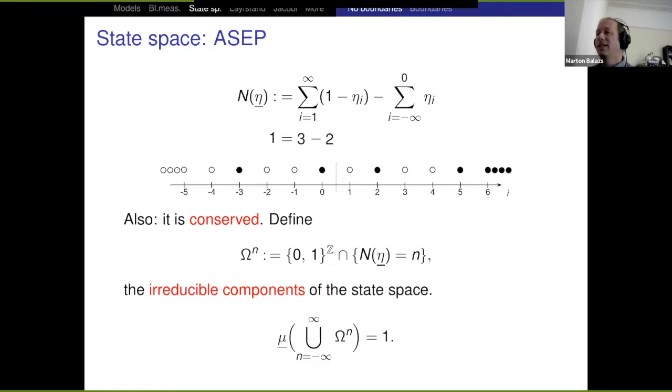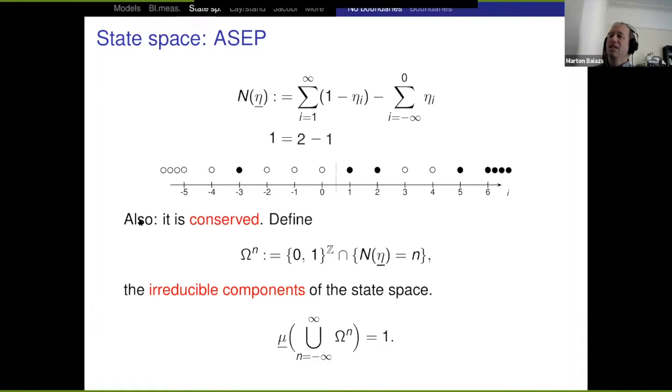So let's see the dynamics. What happens if this particle decides to jump? Well, you're going to have now 2 holes on the right and 1 particle on the left, and the difference is still 1. And you can easily convince yourself that whatever happens in this asymmetric simple exclusion, this quantity stays the same. It's a conserved quantity.